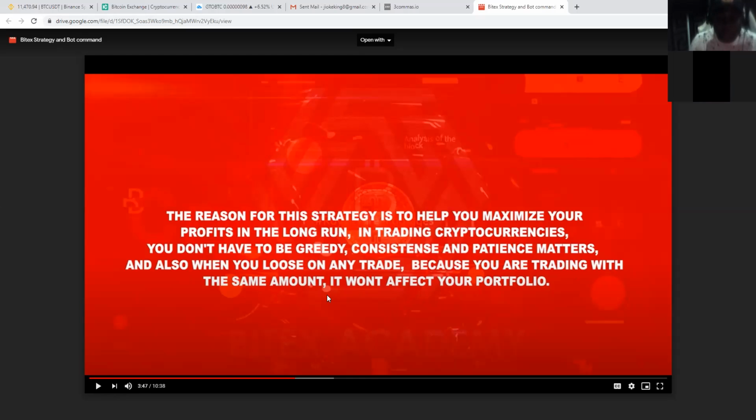But if you are trading with $800, $100, $200, $500, when you lose on the bigger amount you invested, it will swallow all the profit you made from the other small ones. Are you getting my point now? So that's why you have to be trading with the same amounts. Whenever your portfolio increases, you also change it.